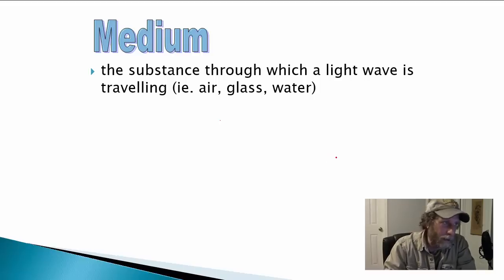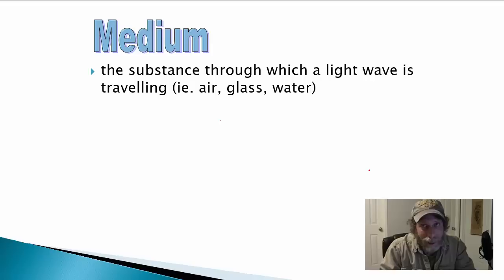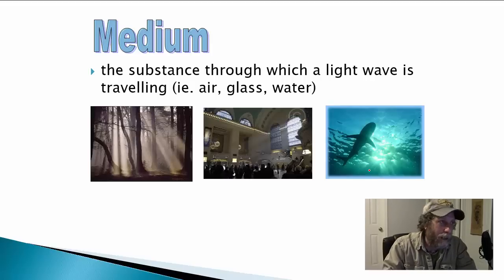Examples being air. All right, that's why you can see this video or see each other, because light is traveling through air. Now, air might seem like it's nothing, like there's nothing there, but there is something there, right? There are particles, there's oxygen and nitrogen and carbon dioxide and dust and all that stuff. But light doesn't actually need a medium to travel through, as you'll see in a minute. But light can travel through air, and that's what I'm illustrating here in this first image.